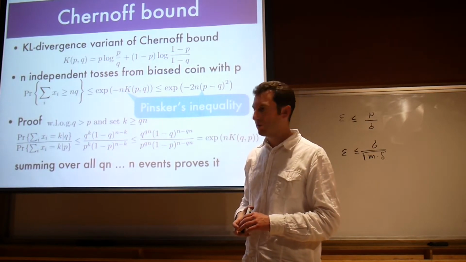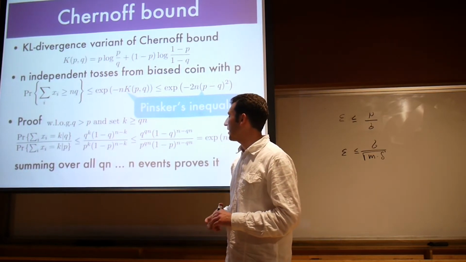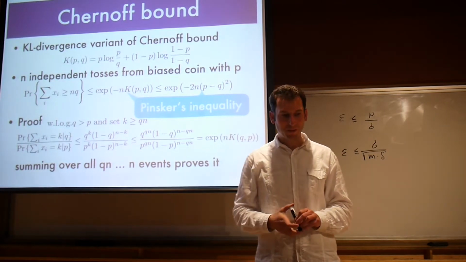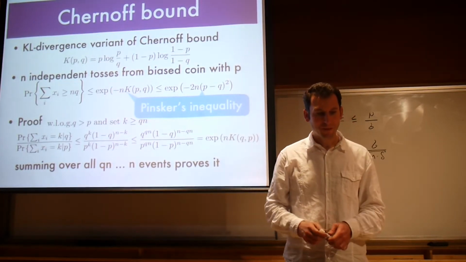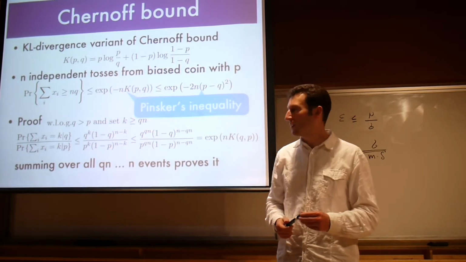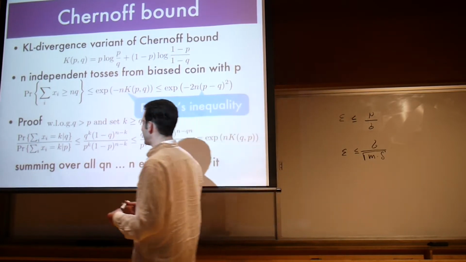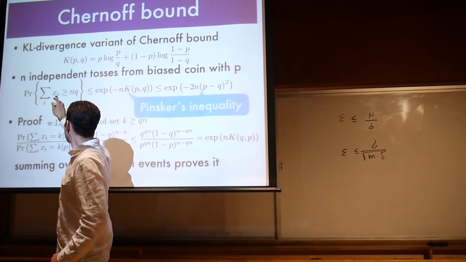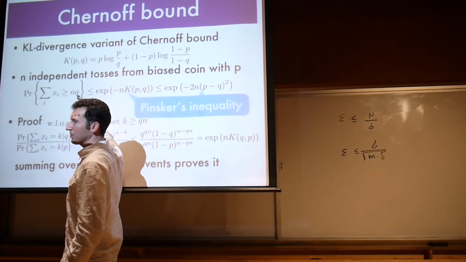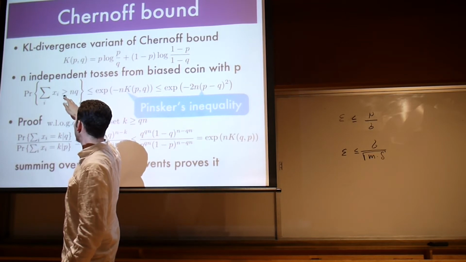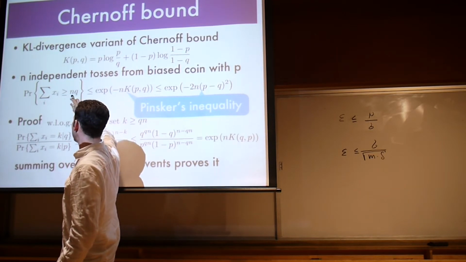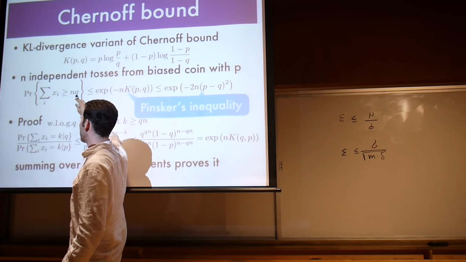Now an interesting question that I could try to answer is, if I have n independent coin tosses from a biased coin with probability P, what's the probability that the number of times that I see, let's say, hits here, will exceed n times Q? So I'm drawing from P, but I want to know what's the probability that it'll exceed P to the point where it's greater or equal than Q?